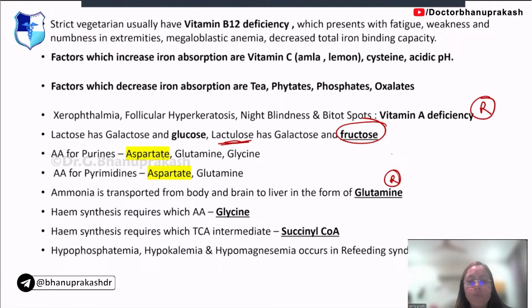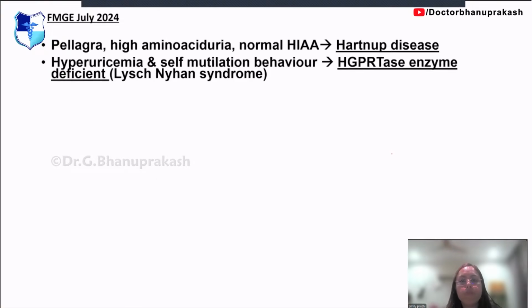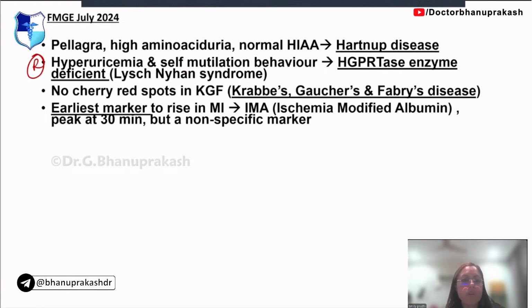Hypophosphatemia, hypokalemia, hypomagnesemia occur in refeeding syndrome. FMGE July 24: Pellagra, high amino aciduria, and normal 5-hydroxyindoleacetic acid occur in Hartnup disease. Increased 5-hydroxyindoleacetic acid occurs in carcinoid syndrome. Hyperuricemia and self-mutilation behavior: repeated question, Lesch-Nyhan syndrome. No cherry red spots in KGF, I told you. The earliest marker to rise in myocardial infarction is ischemia modified albumin. It peaks at 30 minutes, but it's a non-specific marker.